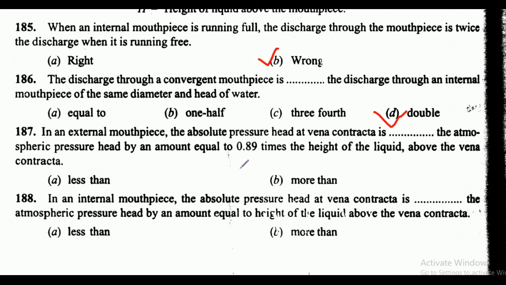Next is: in an external mouthpiece, the absolute pressure head at vena contracta is dash the atmospheric pressure head by an amount equal to 0.89 times the height of the liquid above the vena contracta. Options are less than or more than. So here, friends, the correct answer is option A, that is less than.